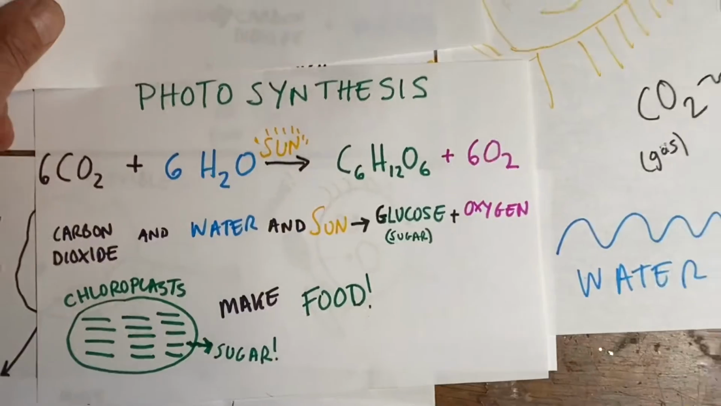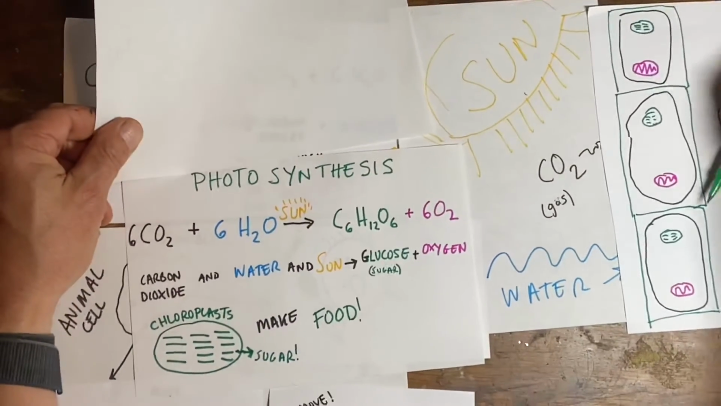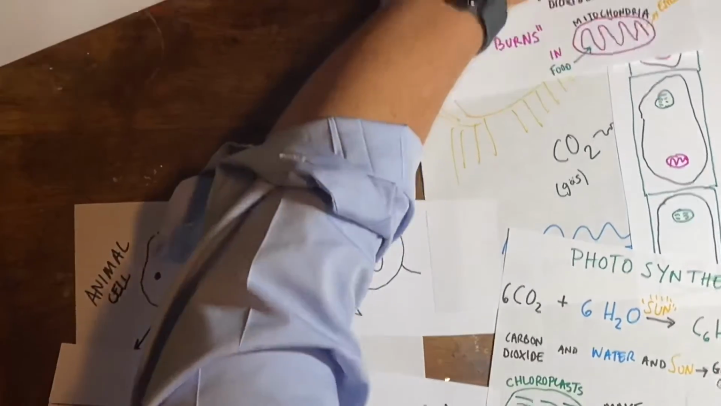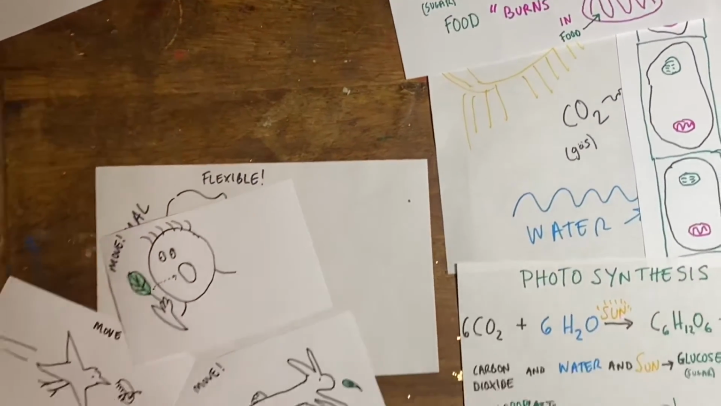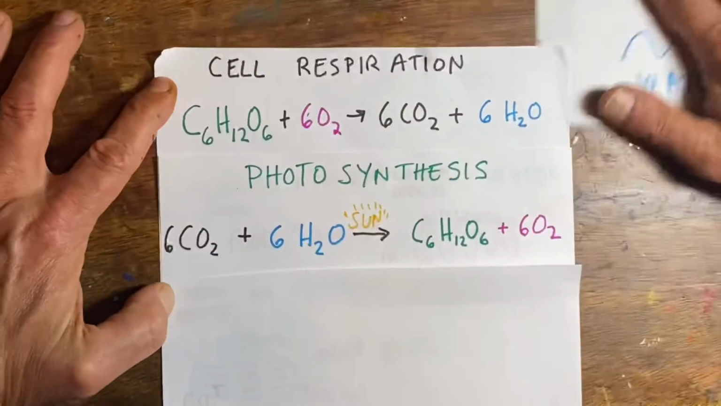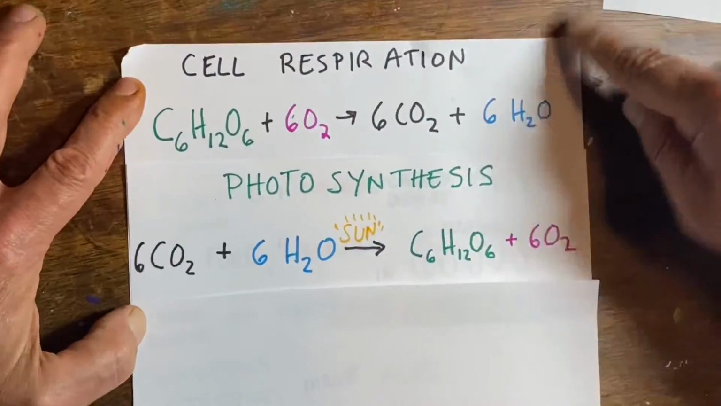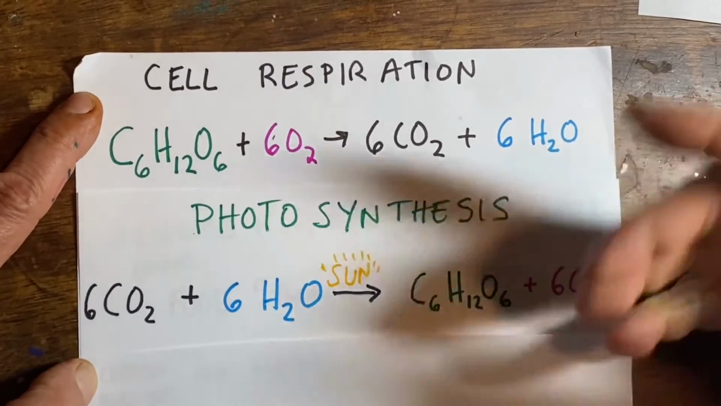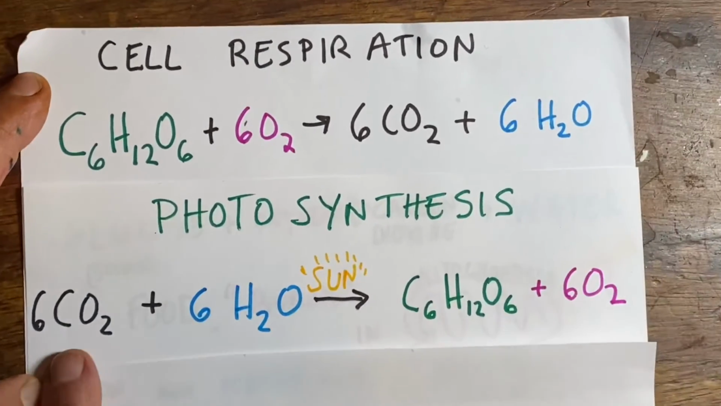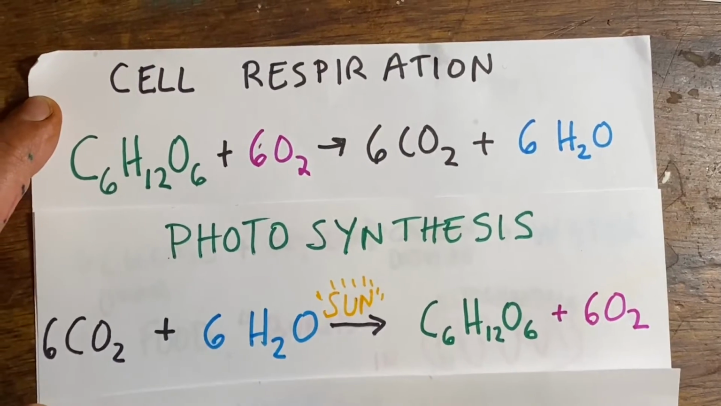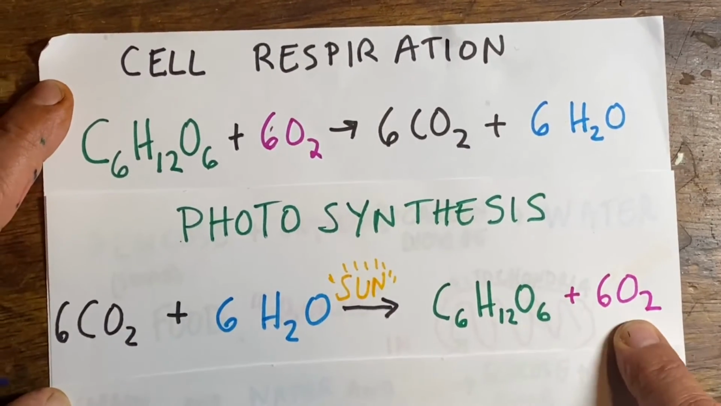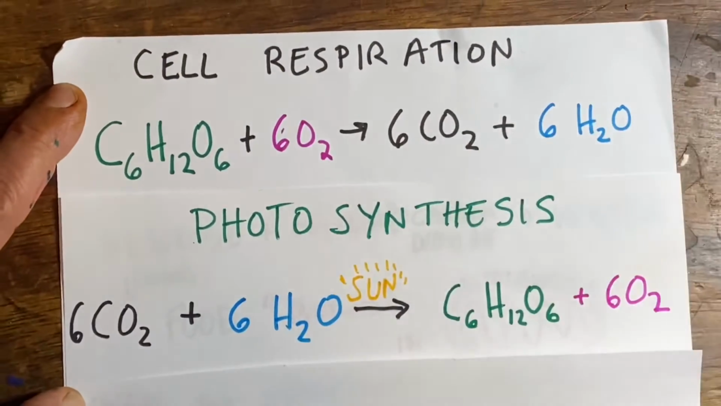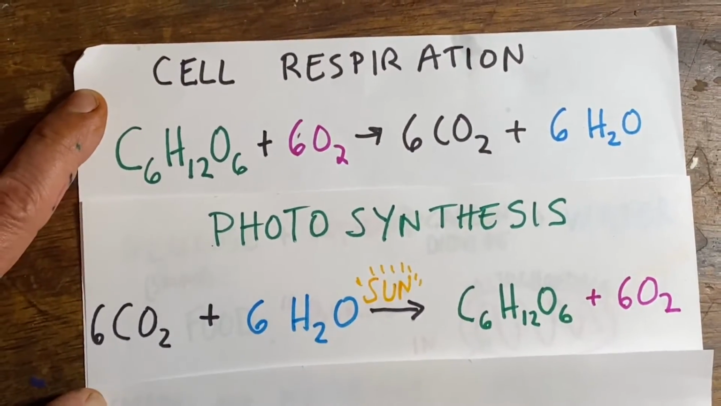So plants have both a chloroplast and a mitochondria. They do both photosynthesis and respiration. Just a quick word about this: cell respiration is sugar mixing with oxygen, giving you CO2 and water. And what's really amazing is that photosynthesis is the exact opposite of that. It's taking CO2 and water and making sugar and oxygen out of it. So these two reactions are really easy to know because they're just the exact opposite of each other.